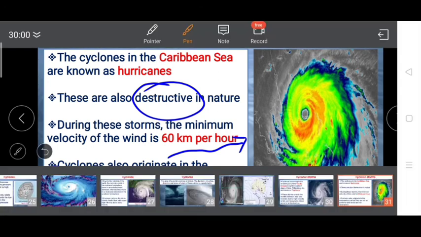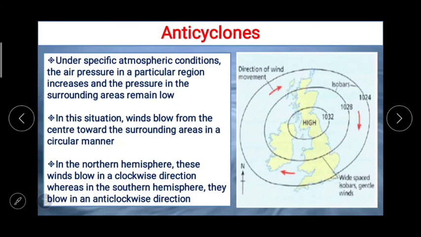Now we'll go for the next thing, that is anticyclones. Now it is in the name only, cyclones, anticyclones, which is somewhat opposite, that we'll see. Under specific atmospheric conditions, the air pressure in the particular region increases and the pressure in the surrounding areas remains low, which is the basic condition of the formation of cyclones. There is an area where there is low pressure and which is surrounded by high air pressure.